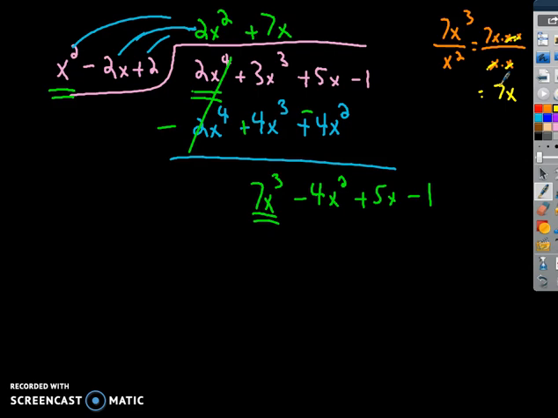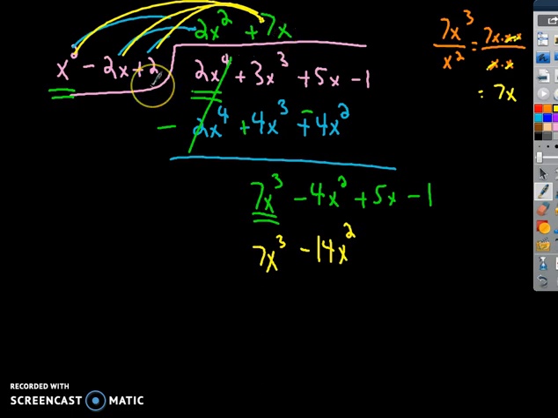So going on, 7x has to distribute to each one of these numbers, the first one, the second one, and the third one. So 7x times x squared is 7x to the third. 7x times negative 2x is negative 14x squared. 7x times 2 is 14x.